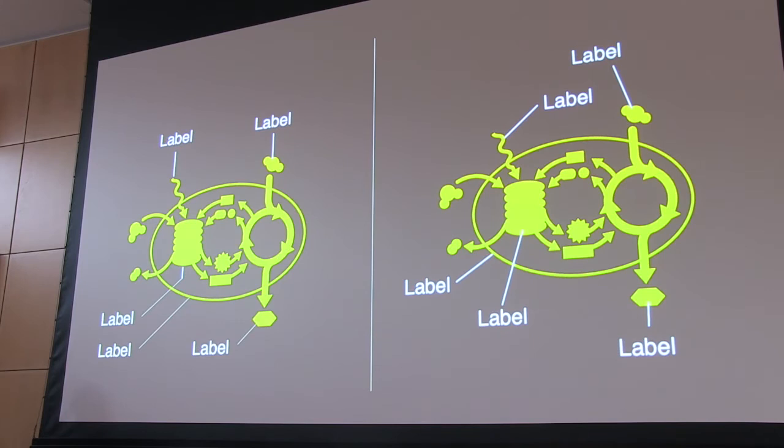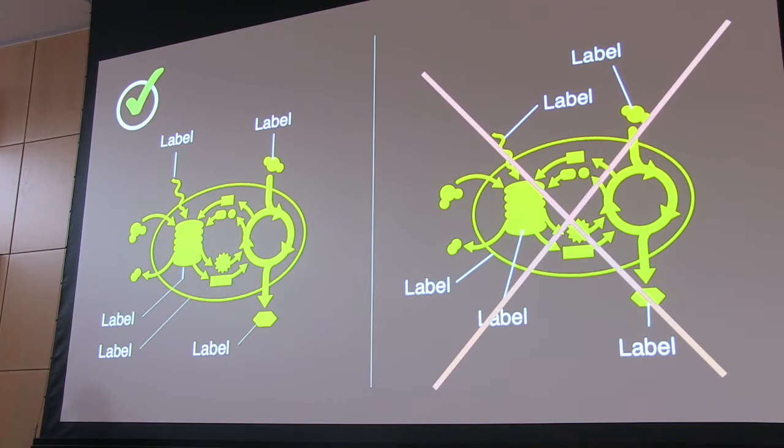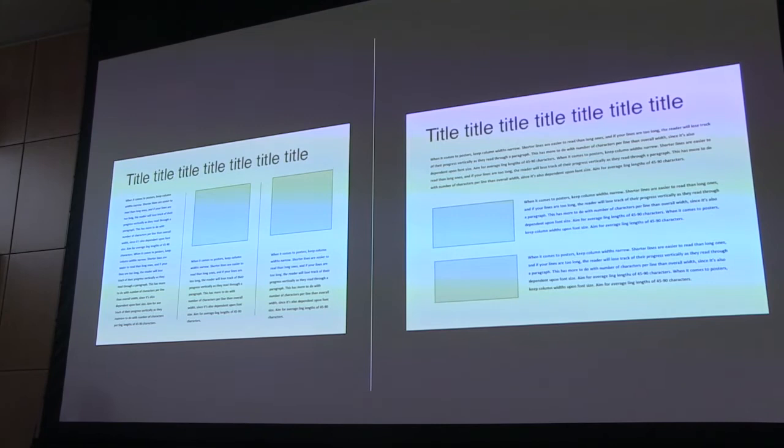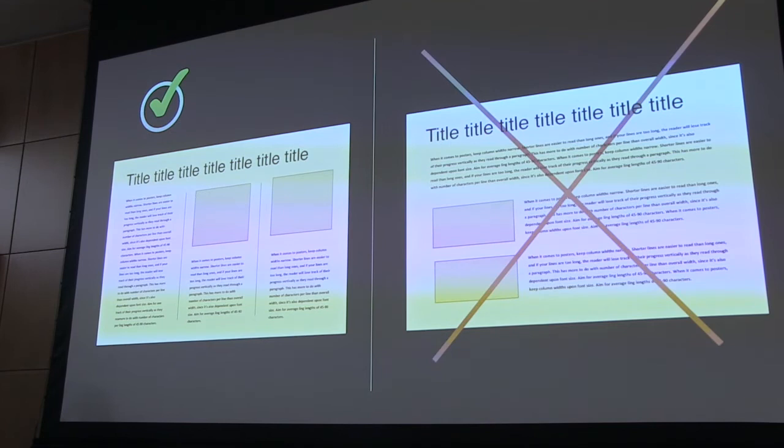When it comes to labels, aim to align your text boxes when possible and keep leader lines consistent by limiting yourself to just a few angles. This keeps things clean and ordered and limits visual noise. When it comes to setting full paragraphs for things like posters, keep column widths narrow. Shorter lines are easier to read than long ones. And if your lines are too long, the reader will lose track of their progress vertically as they read through a full paragraph. This has more to do with the number of letters per line than a specific column size, since it's also dependent on font size. So aim for average line lengths of 45 to 90 letters.